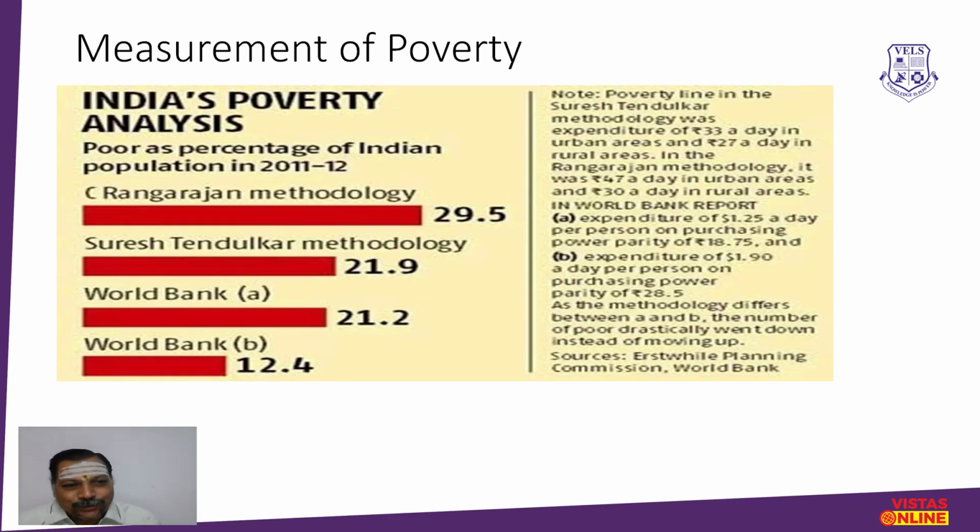There are 4 reports which give some clear idea about the concept of poverty. Mainly the Rangarajan methodology. C. Rangarajan, former RBI governor, gave the poverty line in that particular report, which says nearly 29.5% of the people are living below the poverty line.